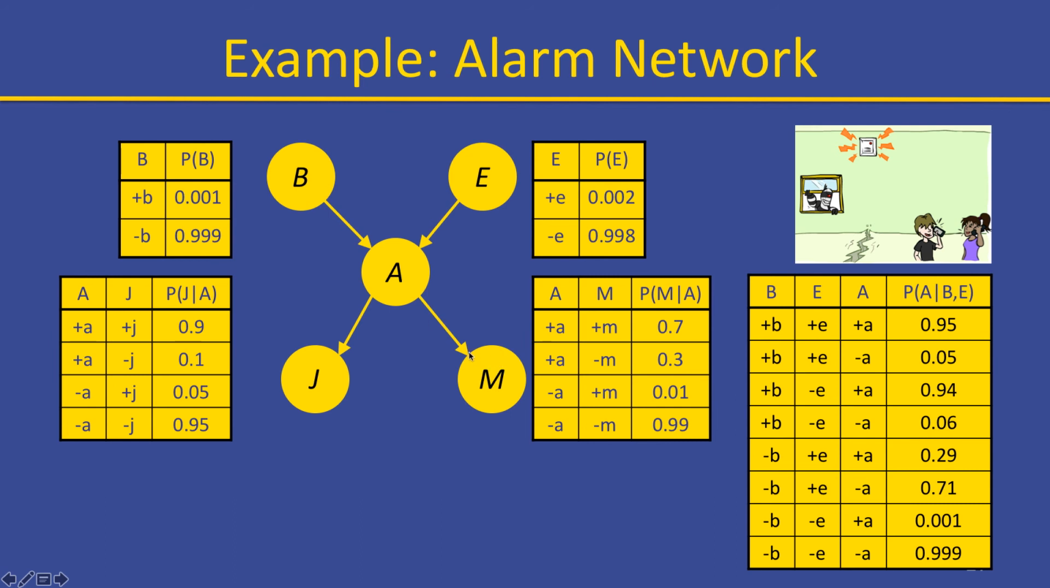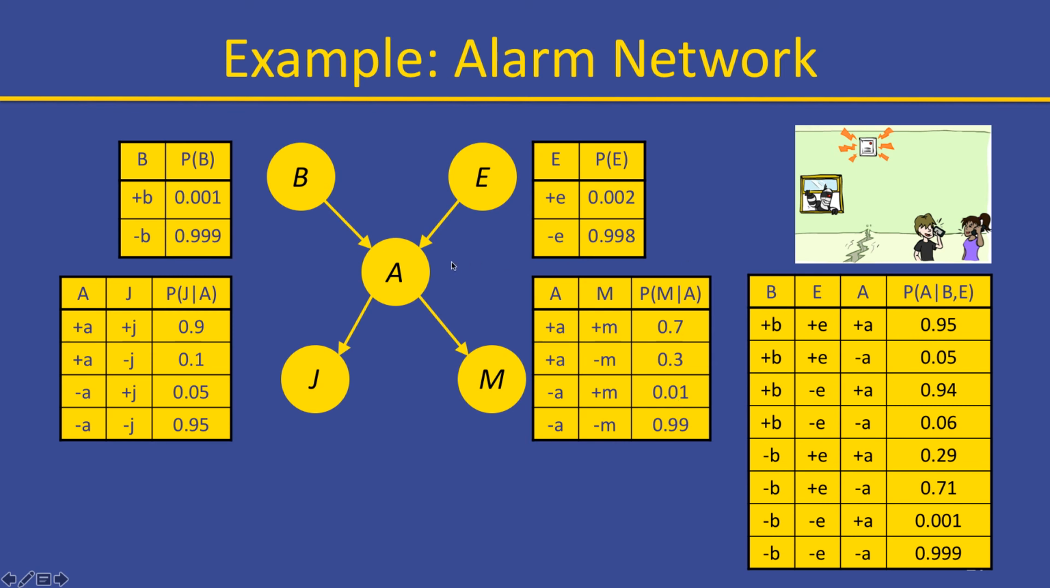And we do the same for M. M also has a single parent, A. So we have two subtables for P of M given plus A and minus A. So these are not joint probabilities, these are conditional probabilities.